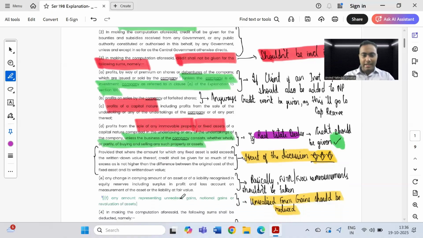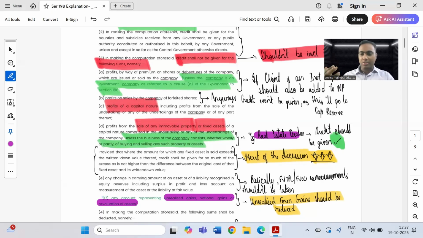Any amount representing unrealized gains, notional gains, or revaluation of assets. Guys, again, if you see here, they are referring to your unrealized forex gain. So when you have a forex gain, when you have a monetary item as per your Ind AS 21, at that time what would happen is you would be measuring the same, and you would get a forex gain or loss. Let's say you get a forex gain. Again, since the item is not yet been realized, it would be a forex gain that is unrealized in nature.